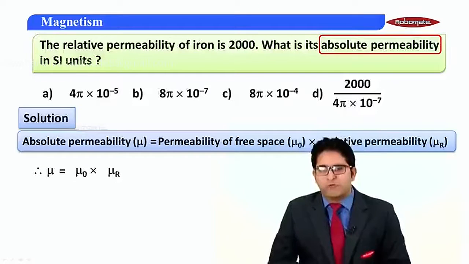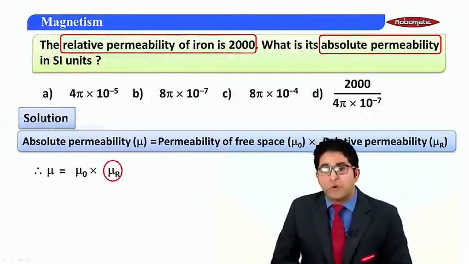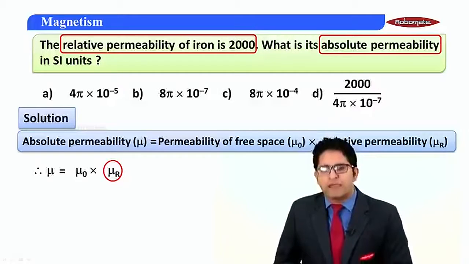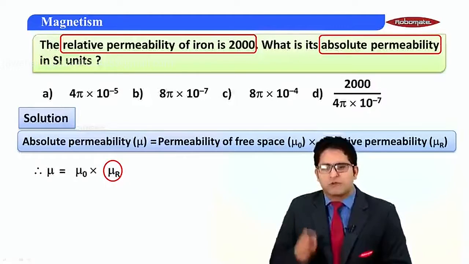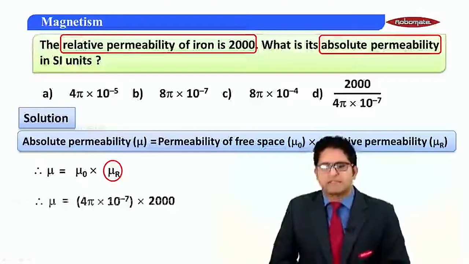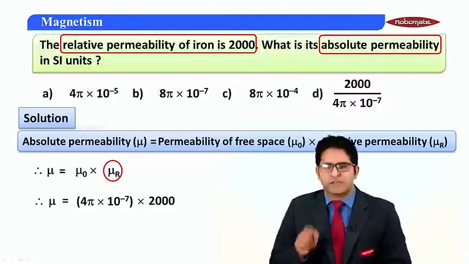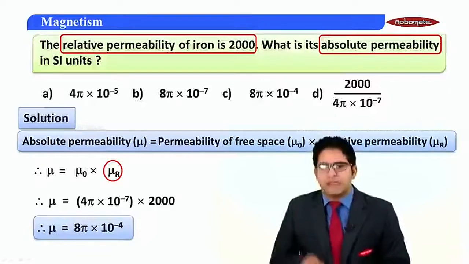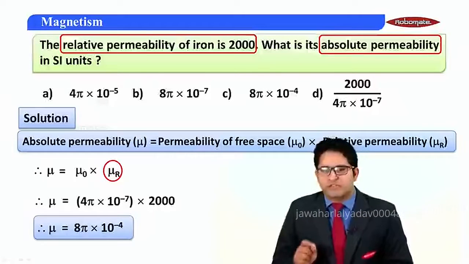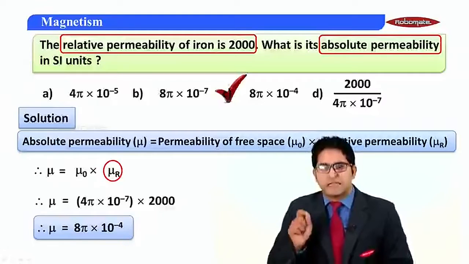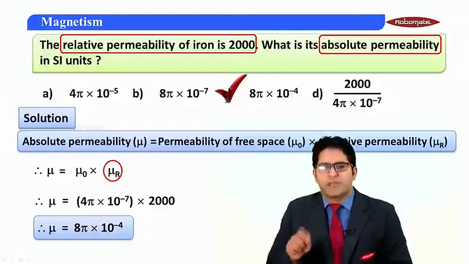Now we know value of mu r. What is value of mu r? The value of mu r is 2000. At the same time, we also know value of mu naught. What is value of mu naught? It is 4 pi into 10 raised to power minus 7. So what will I get? I'll get mu is equal to 4 pi into 10 raised to power minus 7 into 2000. So if I calculate it further, what will I get? I'll get mu is equal to 8 pi into 10 raised to power minus 4. So which is the correct answer? In this case, the correct answer is option C, that is 8 pi into 10 raised to power minus 4, right?